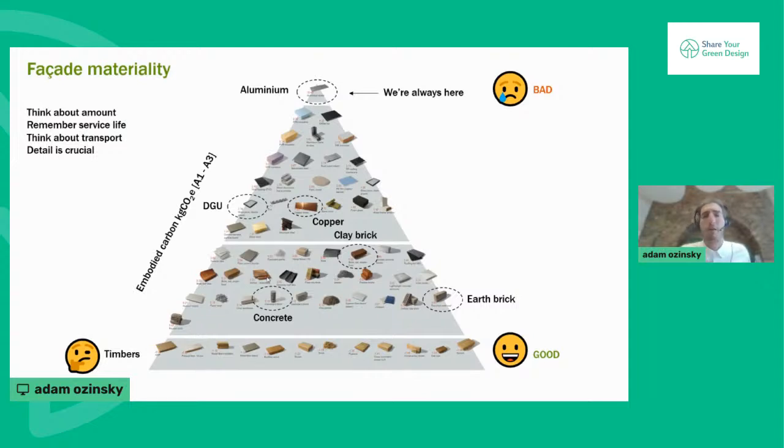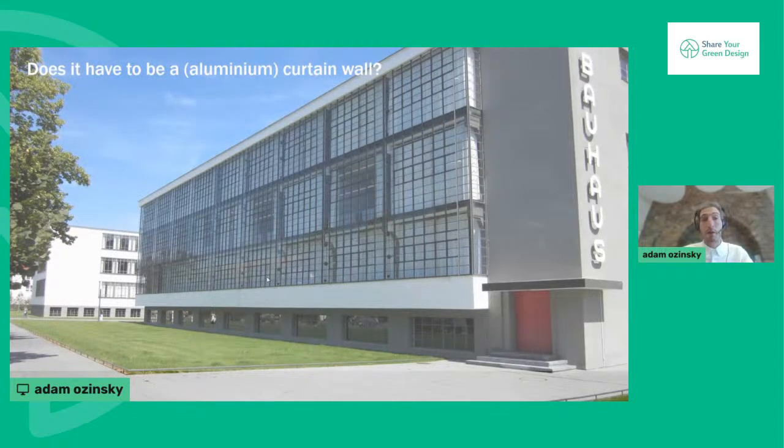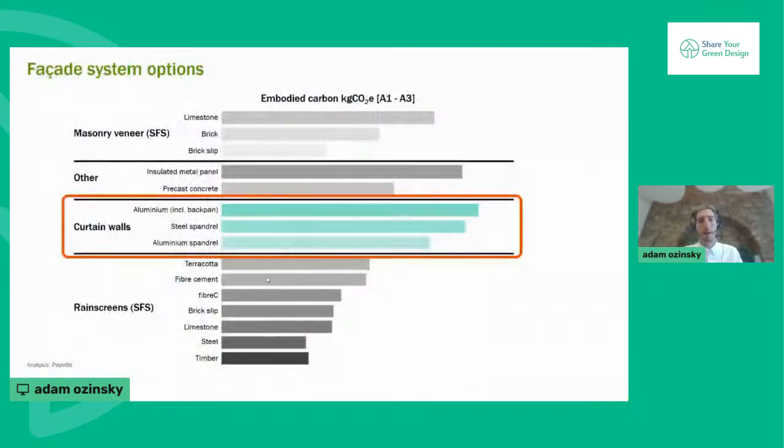But really the point with this is that within the commercial architecture in the UK, facades use a lot of aluminium, and no matter where this would be mapped for, aluminium would sit right at the top. And so we often ask, does it have to be a curtain wall? And like I said earlier, curtain walls are used for a number of reasons. Carbon is but one bit of the kaleidoscope of decision making, but it's worth asking the question nonetheless.